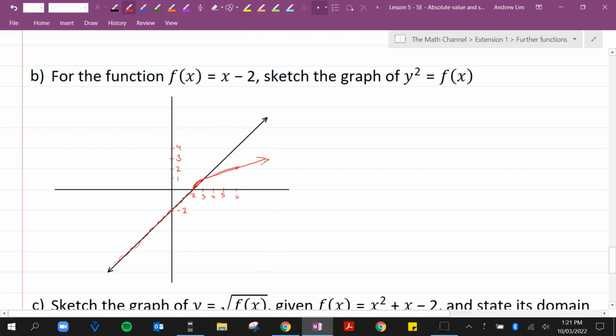Right? But remember, that is just y is equal to root f of x. That's just the positive version. With y squared is equal to f of x, we need the positive and negative, so we need to reflect that as well. So it's going to come down here and here. You can have this sideways parabola, something like that.